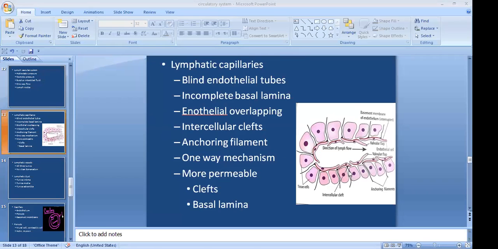Actually, the endothelium overlaps. The basement membranes are deficient. So you need to focus.